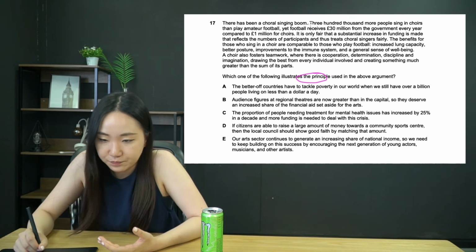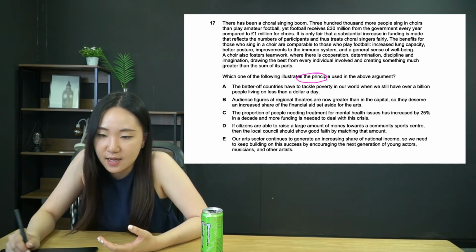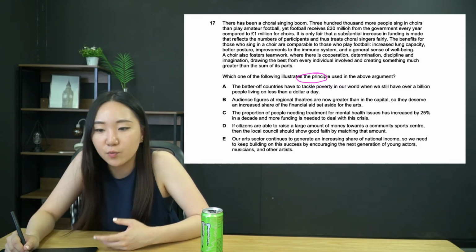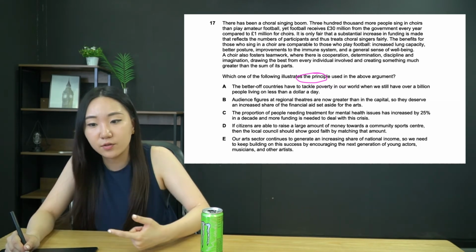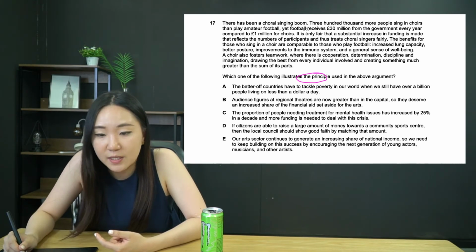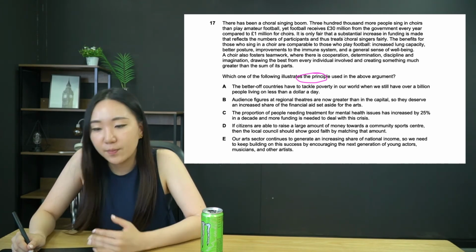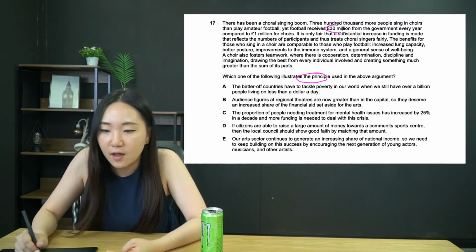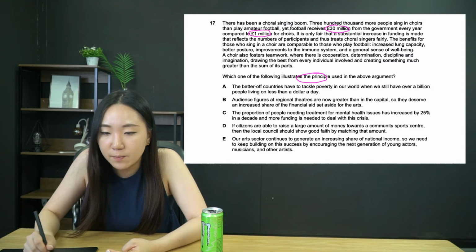So here, what they're saying is that there's people singing in a choir. Again, I'm going to simplify as I read to show you what I would be doing in my head as I read through this. So I'm going to say there's 300,000 more people singing in a choir than in amateur football, football's receiving more money from the government, they're receiving 30 million, the choir is receiving 1 million.